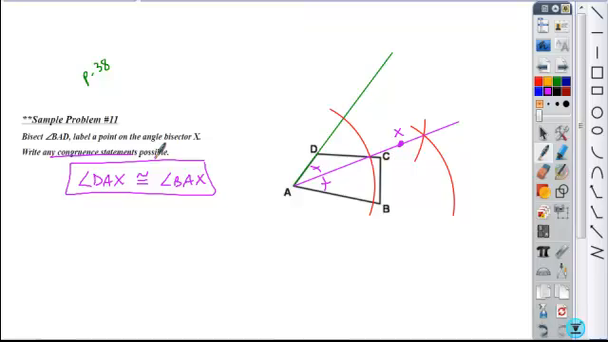If I wanted to specifically talk about their measures, I'd have to use a lowercase m in front of the angle representation. And I'd set those equal to each other. So the measures are equal, but the angles themselves are said to be congruent.